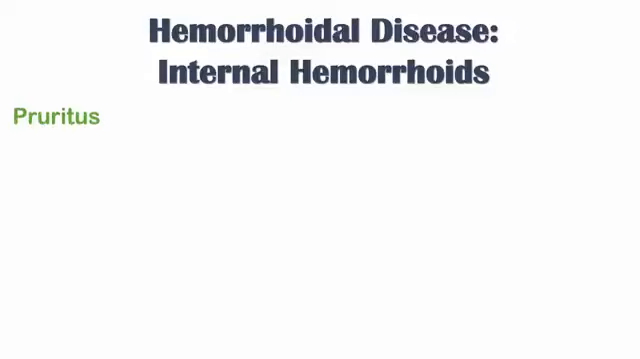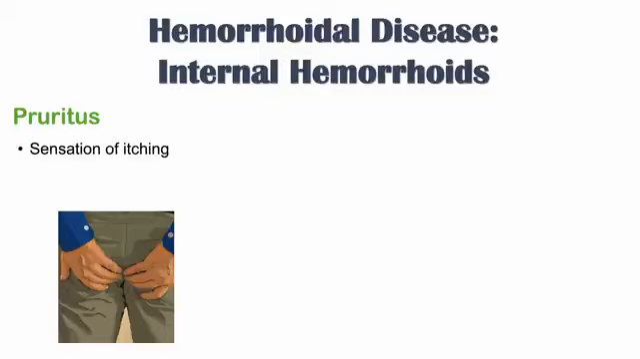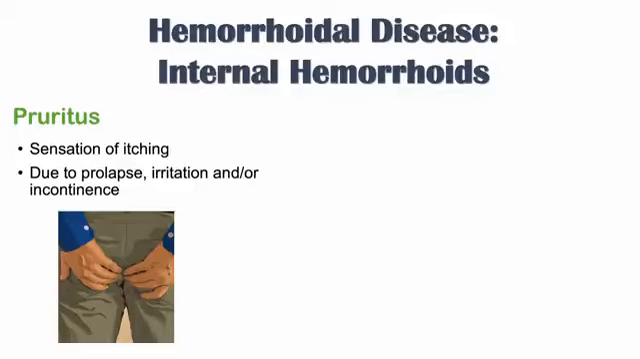Some other signs and symptoms of internal hemorrhoids include pruritus. So pruritus is a sensation of itching. This is again due to prolapse of the internal hemorrhoid, or irritation and/or incontinence. So if the hemorrhoid is irritated, or if there's some incontinence or mucus discharge, it can lead to irritation of the surrounding tissue, causing some sensation of itching.